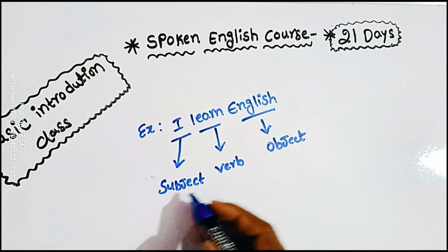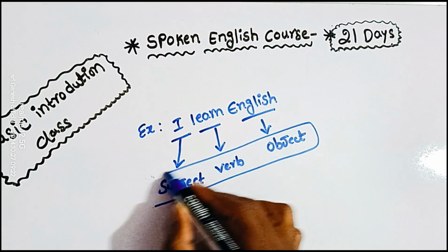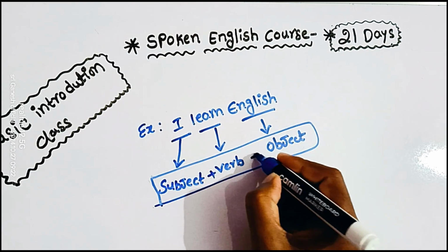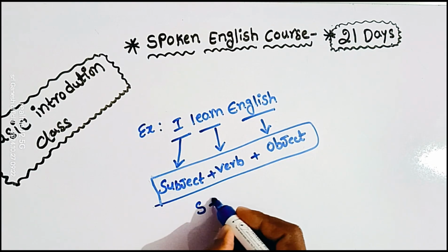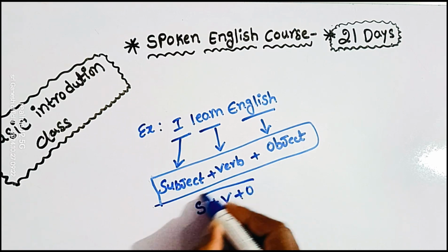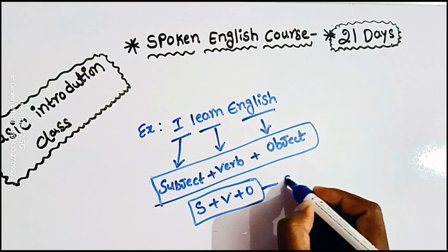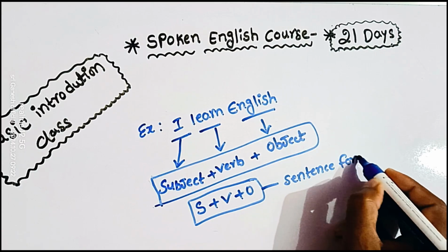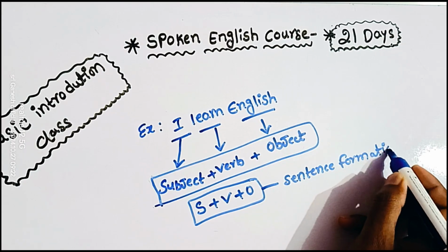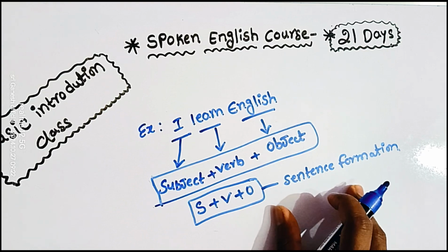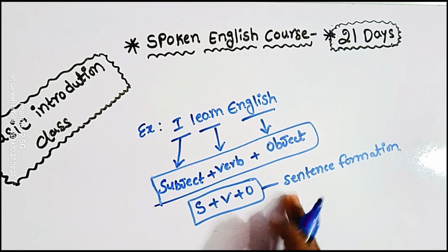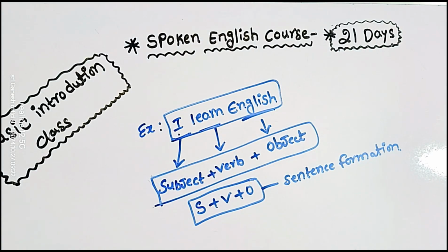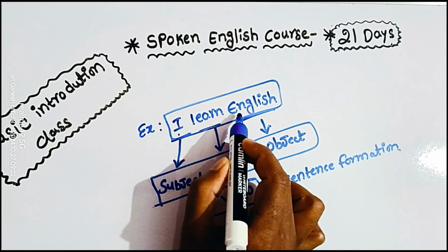In sentence formation, these three conditions apply. Three types of words: subject, verb, object is called sentence formation. First, we will discuss how to form the sentence. How to form this sentence. In this sentence, I learn English.